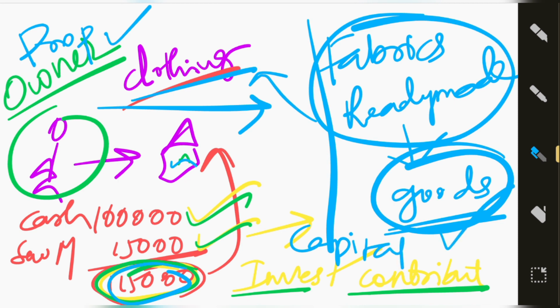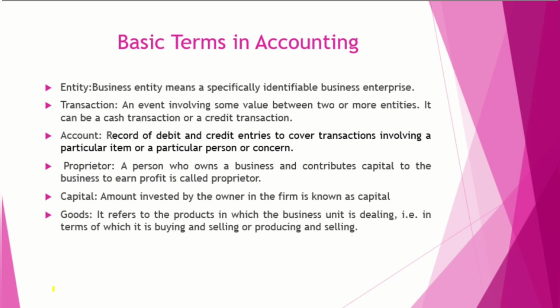Now let us look into our slides and understand the meanings. We just looked into one example and studied a few of the terms. Basic terms of accounting. Here our first word is entity. Business entity means a specifically identifiable business enterprise, like an organization or company. It has its own individual existence, like ABC Jewelers or some XYZ stationery shop. All this is a business enterprise and is termed as an entity in accounting terminology.